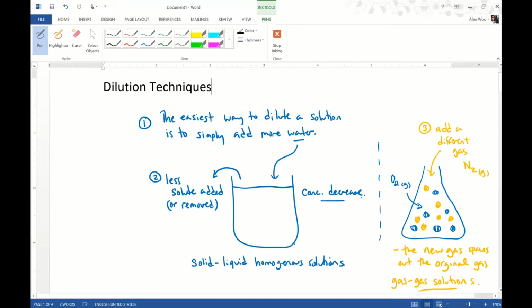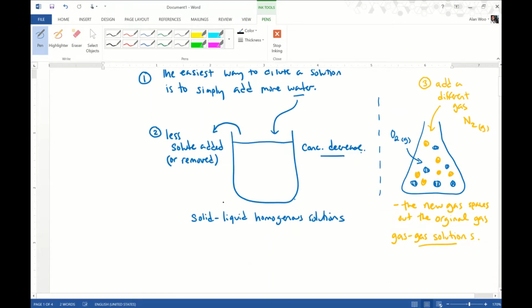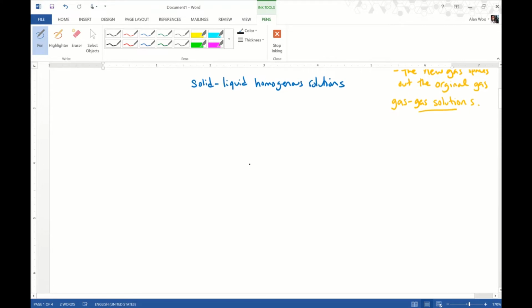Now, I don't want to focus too much on this. I think on page 5 of your part 4 set of notes, I describe each one of these in a little bit more detail. So if you want more detail, you can go into the notes package and read up on it. What I want to get into are some basic dilution techniques.